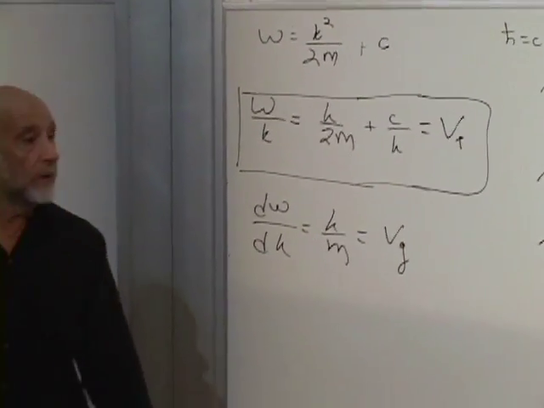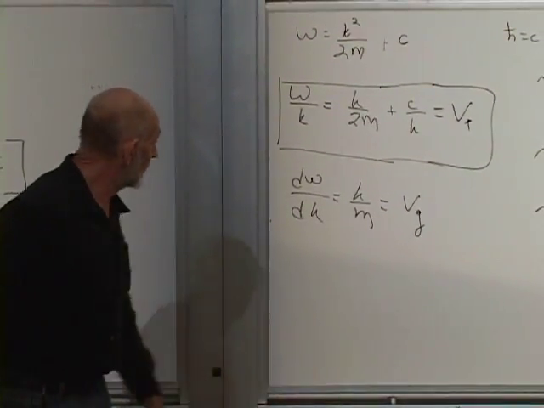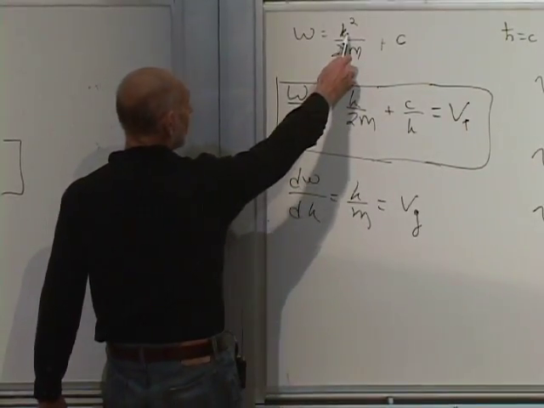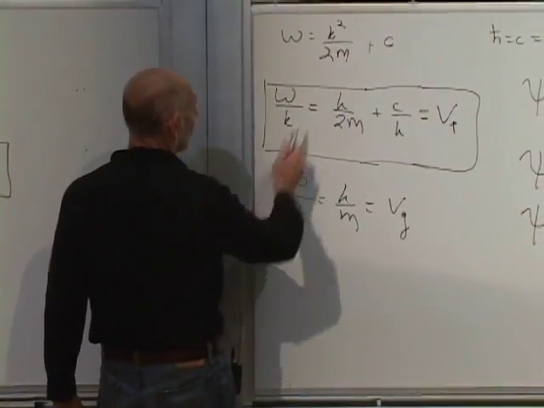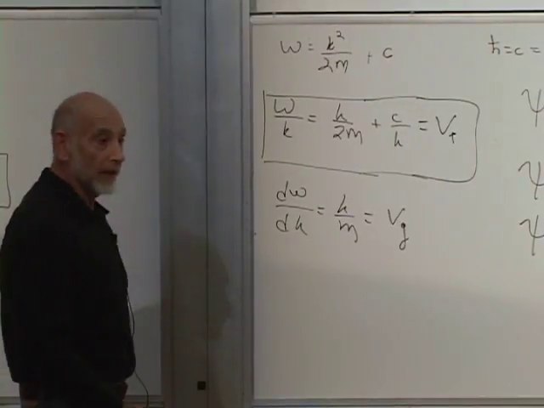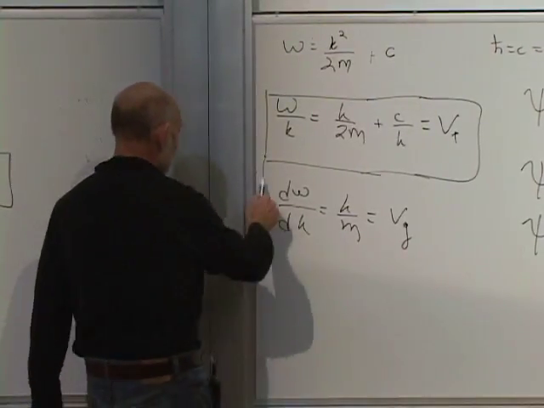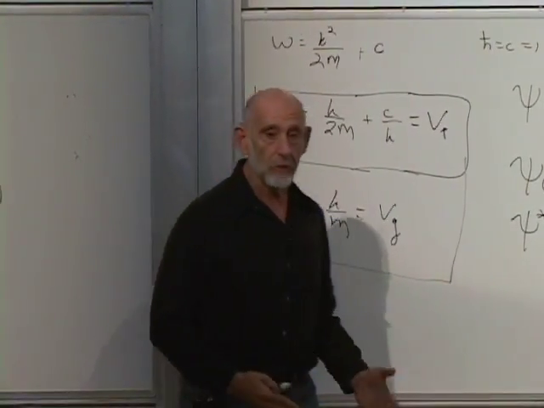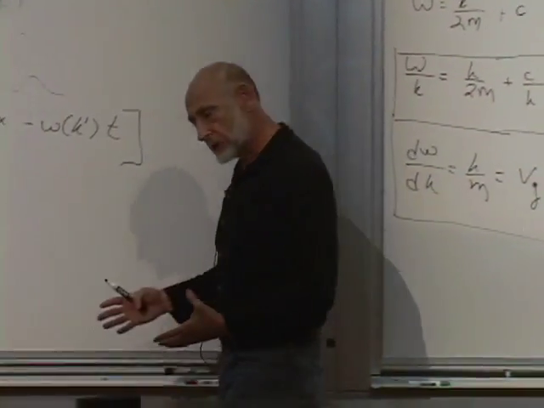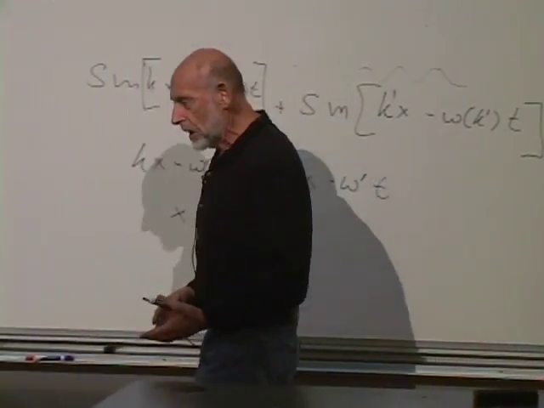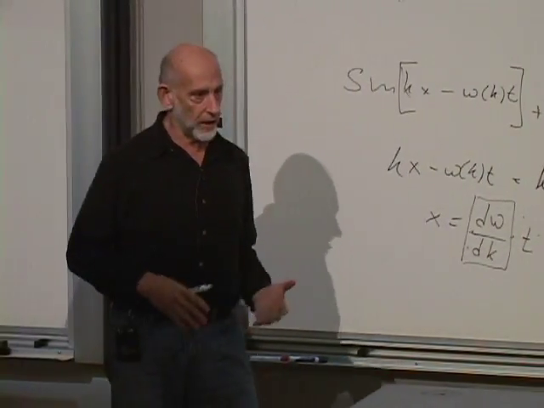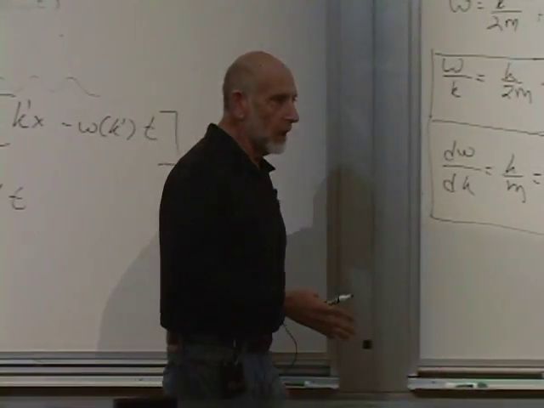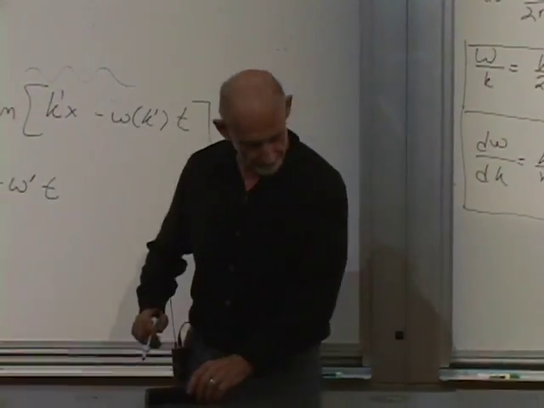Okay. So the two went away. Yeah, that's right, exactly. When I differentiated k squared, I got 2k divided by 2m, and the 2 went away. So the group velocity is the thing which is most closely associated with the classical motion of a particle. It's also the only thing that's associated with propagation of signals and so forth, not the phase velocity.